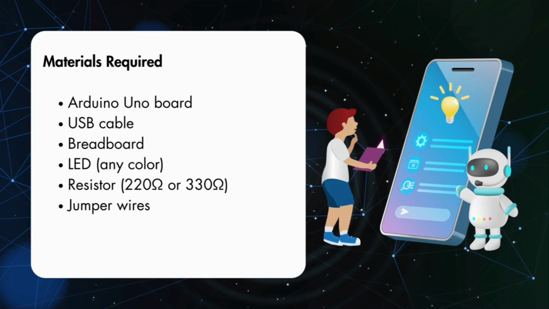The materials you will need are the Arduino board, the USB cable that connects the Arduino board to your system, a breadboard, an LED of any color, a resistor, either 220 or 330 ohm, and a few jumper wires.